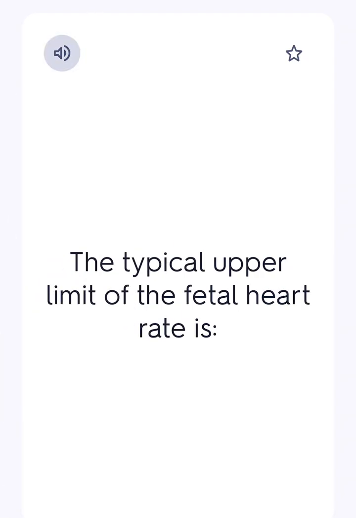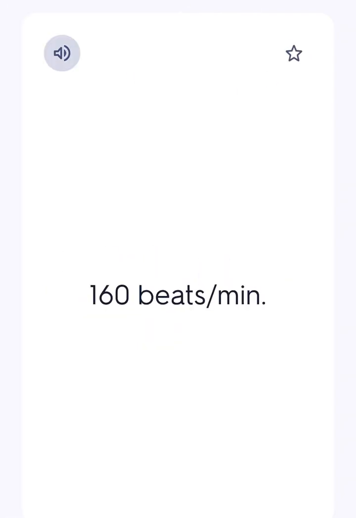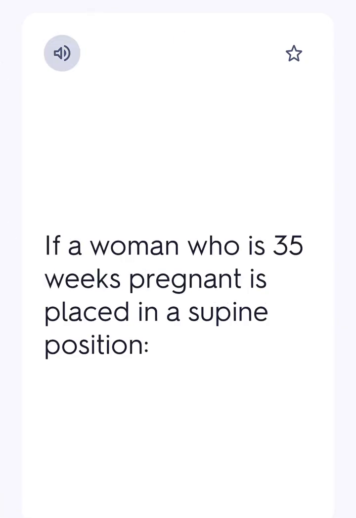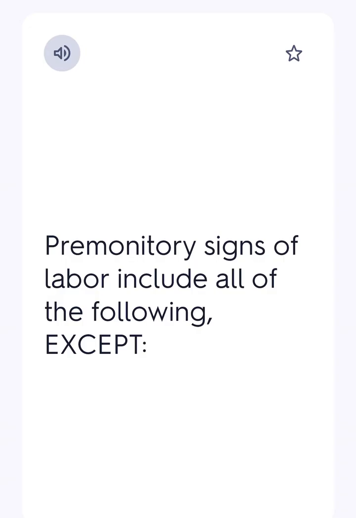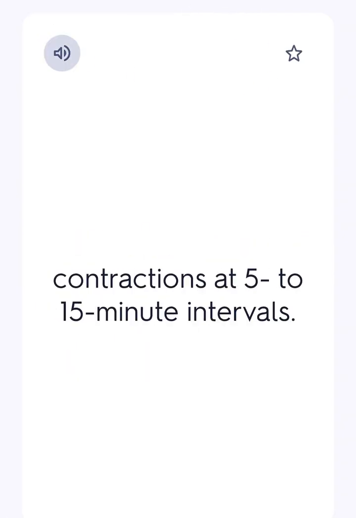The typical upper limit of the fetal heart rate is 160 beats per minute. If a woman who is 35 weeks pregnant is placed in a supine position, atrial preload may be reduced markedly. Premonitory signs of labor include all of the following except contractions at 5 to 15-minute intervals.